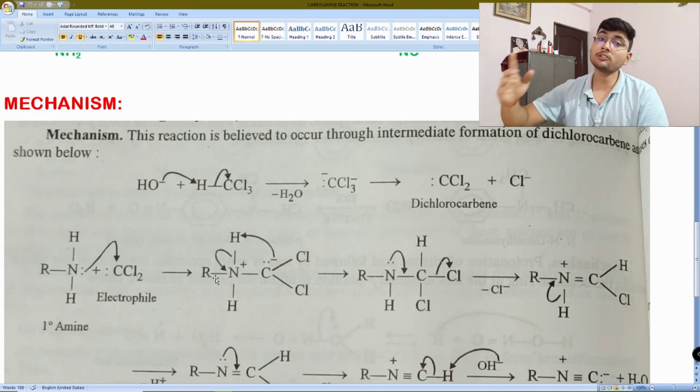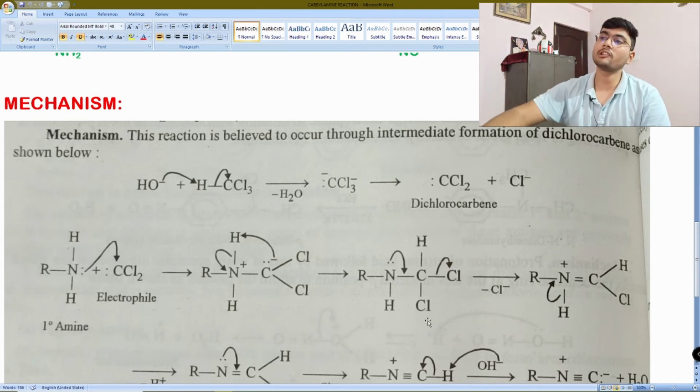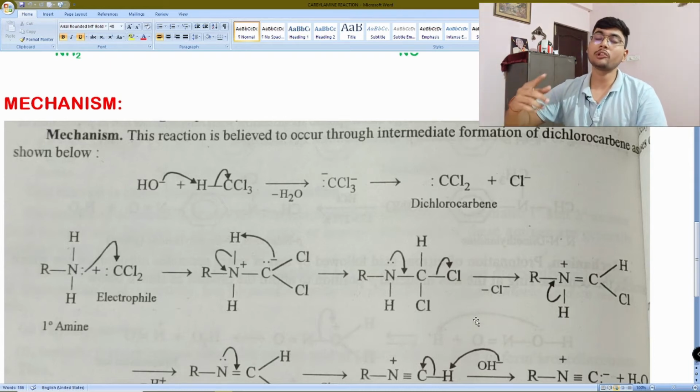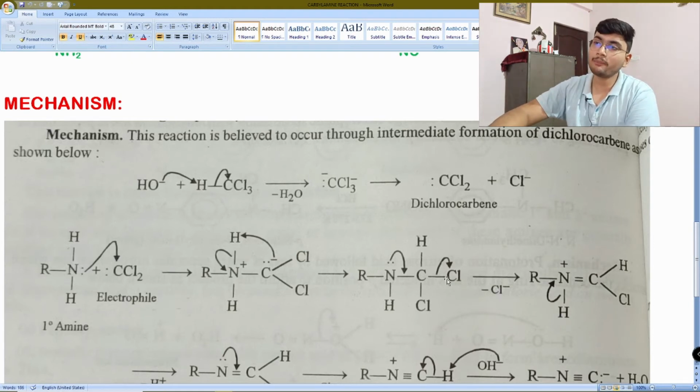Now I told you in the beginning that we are heating the reaction. So the next step will be that this Cl minus will break off, because we are heating it and chlorine is a good leaving group. So the chloride ion will break off. If the chloride ion breaks off, this carbon will gain a positive charge, which means it is again electron deficient.